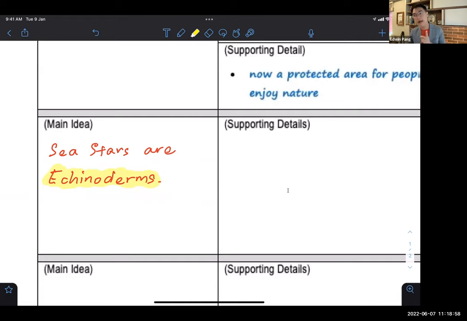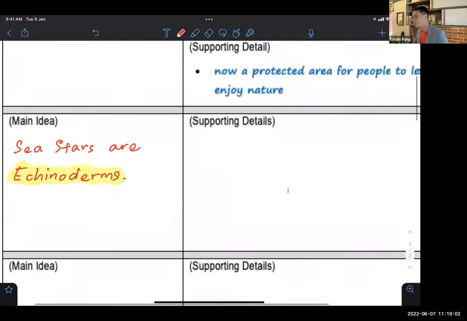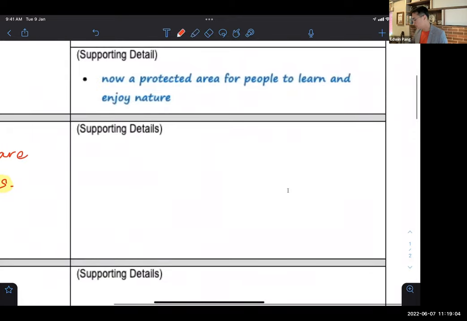Right? So you have to give that information. So that's what we're going to do now. We're going to cross over to supporting details. We're going to put a little bullet point here, like what they did on top. You can make it a little bit darker and a little bit rounder, like you see me do. Okay, and then we're going to write echinoderms.